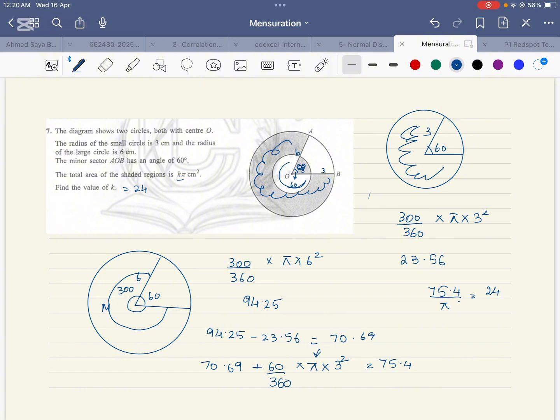I just wanted to explain how you are going to separate the circles and visualize it. Even if you don't separate it like this, you can visualize it and you can see what needs to be subtracted and what needs to be added.